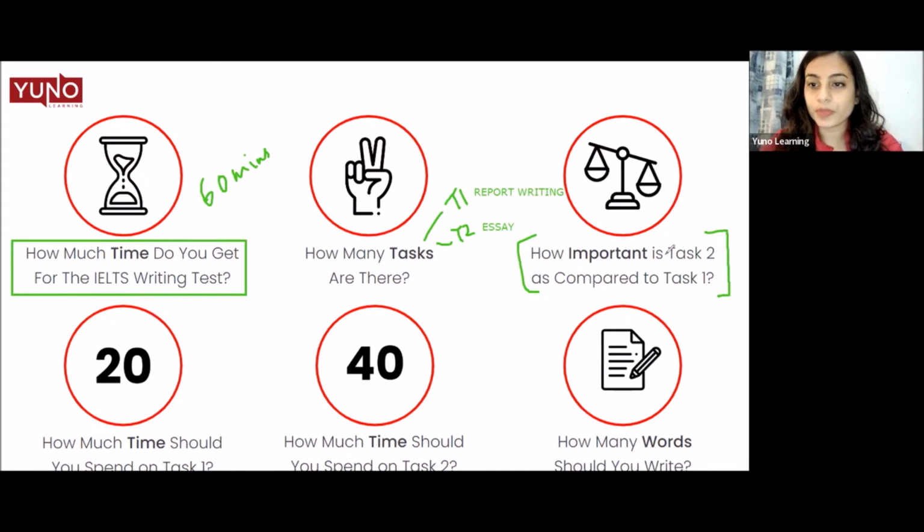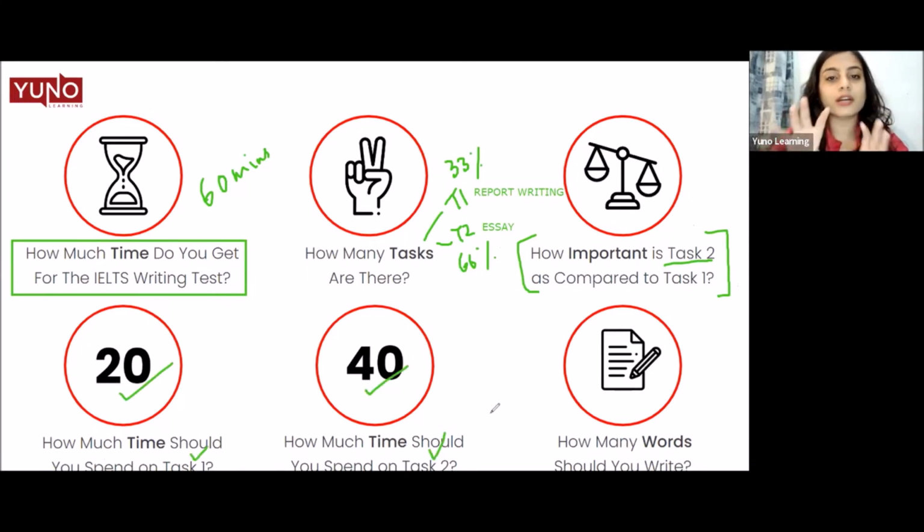Task 2 is much more important for the reason that it carries 66% of your marks, which means it comprises 2/3 of your overall writing score, and task 1 comprises 33%, which is 1/3 of your overall score, right? Because of that difference in the percentage and the weight of the task, you should divide your time accordingly, and you should spend 20 minutes on task 1 and 40 minutes on task 2. This is very important, that you assign more time to task 2, because that requires a lot of planning and structure to write it down.